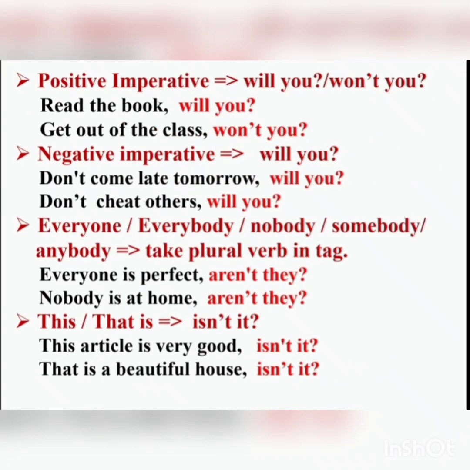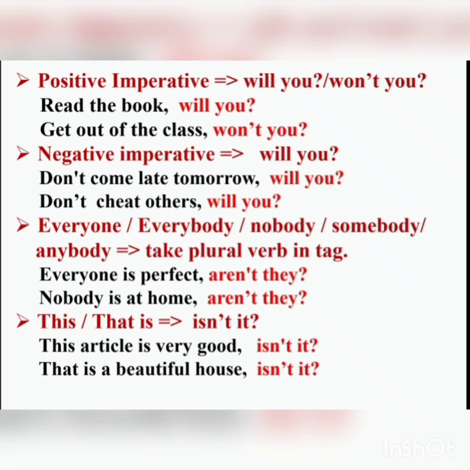Next one is positive imperative. Positive imperative will take either a positive tag or a negative tag depending on the situation. For example, read the book. Will you? Get out of the class. Won't you? But the negative imperative will always take a positive tag. Don't come late tomorrow. Will you? Don't cheat others. Here also we should have a positive tag. Will you?